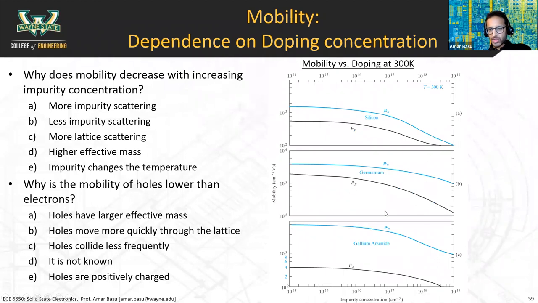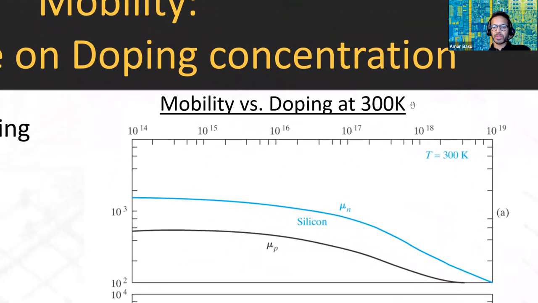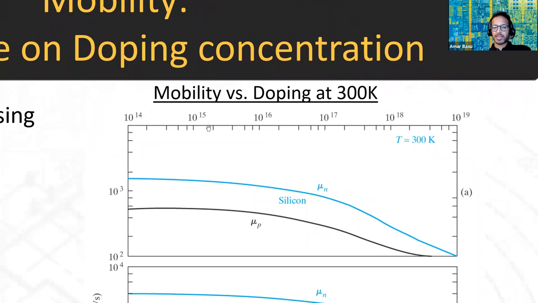So if we look at these charts here, these are charts you're going to be using quite frequently. We have the mobility of electrons, mobility of holes versus doping. So let's just look at one of them so we don't get overwhelmed. X-axis is the doping. Y-axis is the mobility on a log scale. Okay, so you can see that the mobility of electrons is going down. Once you get above 10 to the 16th, 10 to the 17th, the mobility really starts to drop. This is because of impurity scattering.